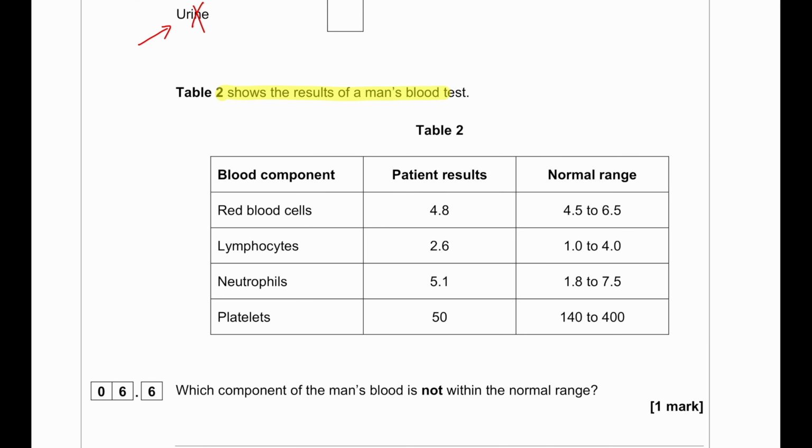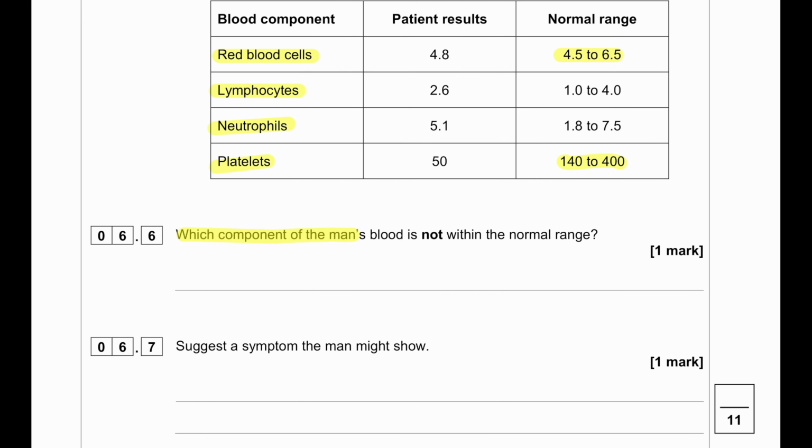Table 2 shows the results of a man's blood test. We can see the red blood cell count, lymphocyte count, neutrophils and platelets count, and the normal range is provided. Which component of the man's blood is not within normal range? So we can see that for the patient the platelet is 50, whereas it should be between 140 to 400. So we can say platelets.